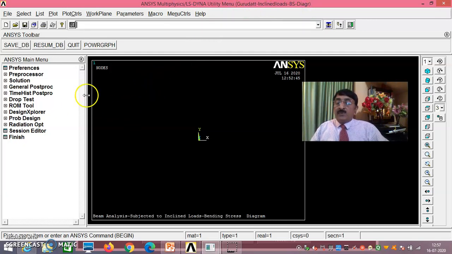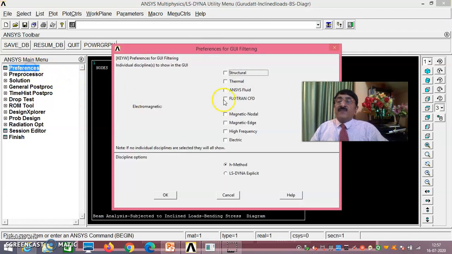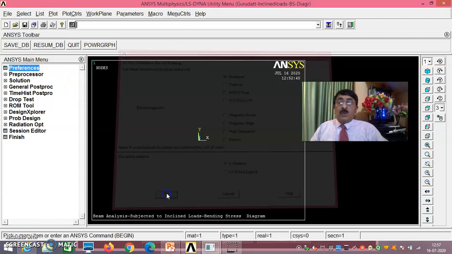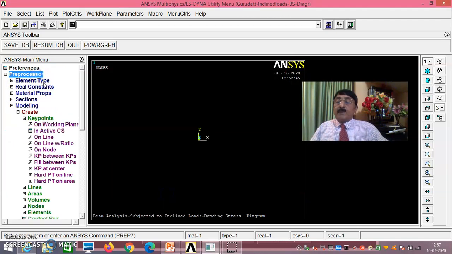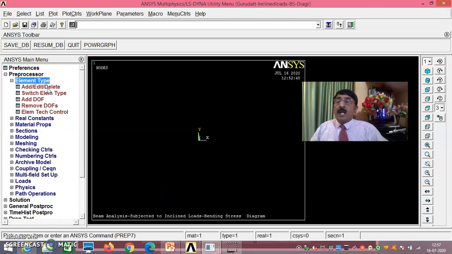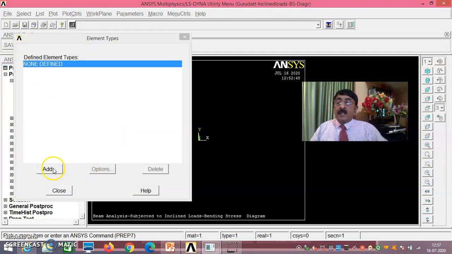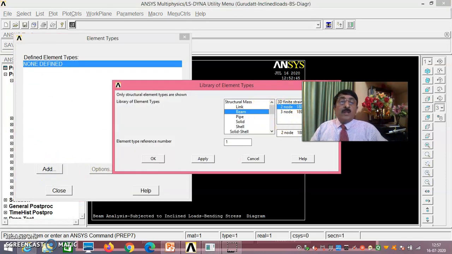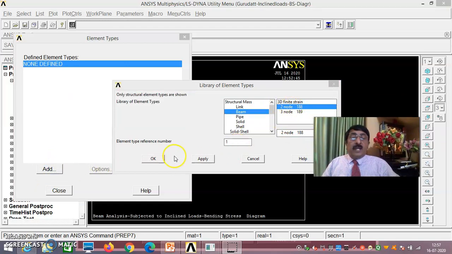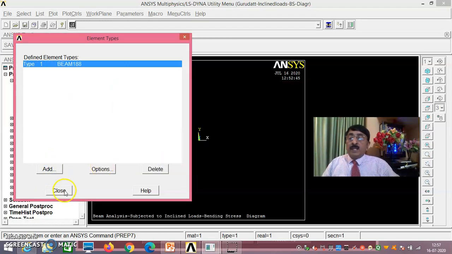Now you see here, I'll go in the same way. Preferences, structural, you go, say okay. Then preprocessor, element type, add, edit, delete, add you go, beam 2 node 188 you take, just say okay and just say close.